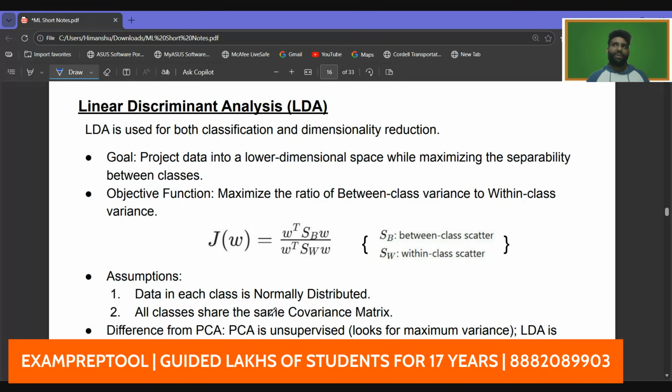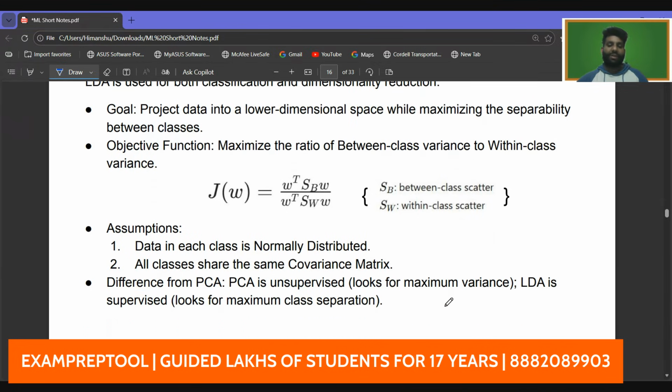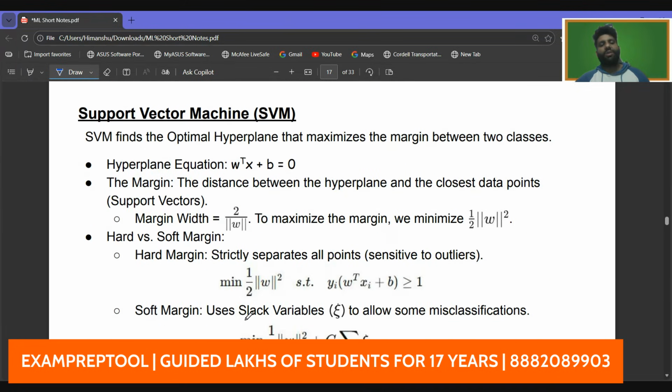Now, how is it different from PCA? PCA is unsupervised. We do not really have class labels to reduce the dimension. Over here, we have class labels which guide how I should decrease my dimension so that I can increase the separability. So PCA is unsupervised and looks for maximum variance, whereas LDA is supervised and looks for maximum class separation. Both have different meanings. And I still remember we solved a question which helps us in understanding this part. That was all on LDA.